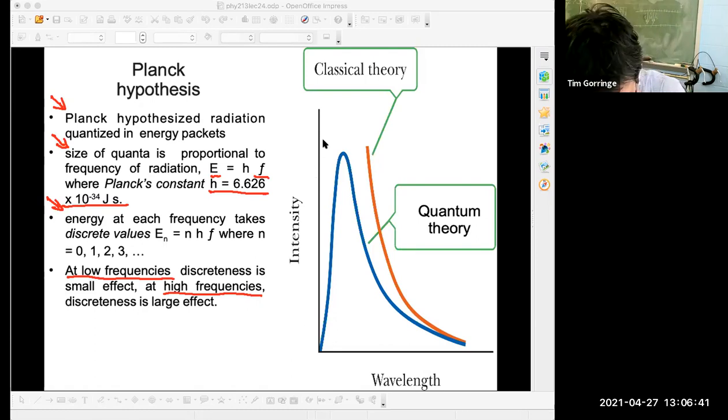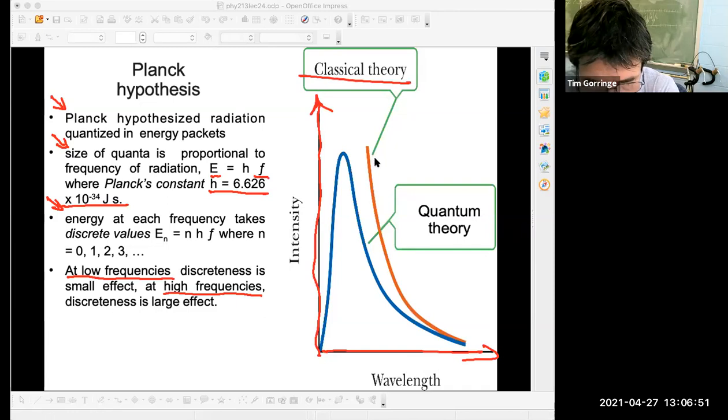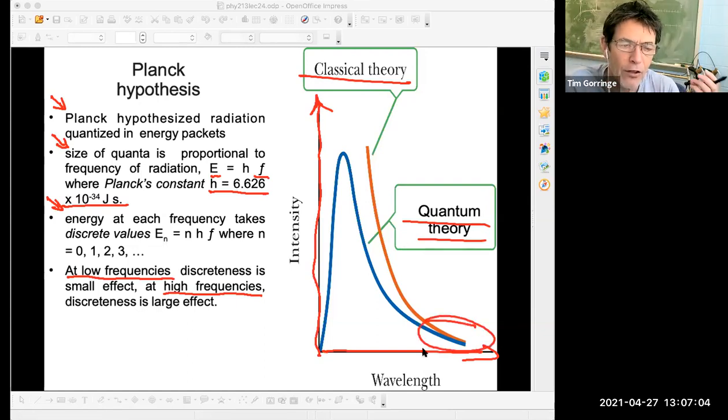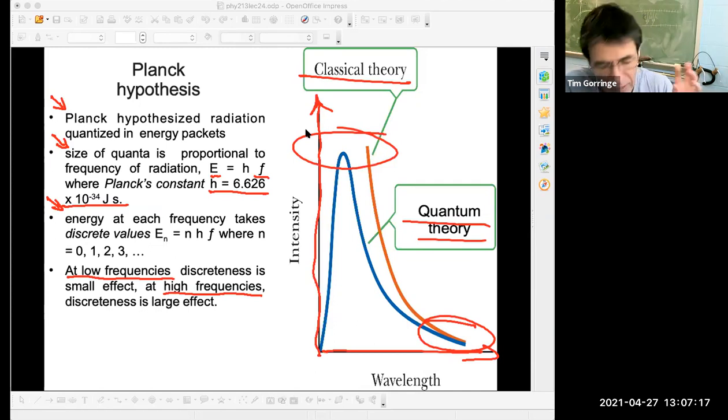And this plot here, again with wavelength horizontally and intensity vertically, shows the difference between classical theory with its ultraviolet catastrophe and quantum theory with Planck's hypothesis. And you see, it doesn't affect the long wavelength, low frequency, small packet size end of the black body spectrum, but it dramatically affects the short wavelength, high frequency, large packet size end of the black body spectrum. And it reproduces the data. And so that was a huge discovery.